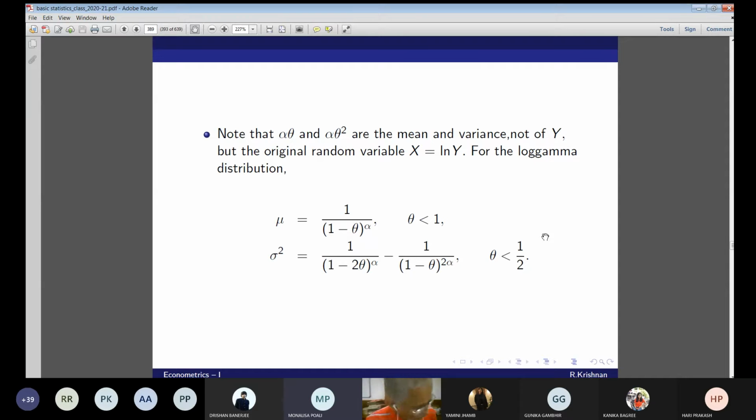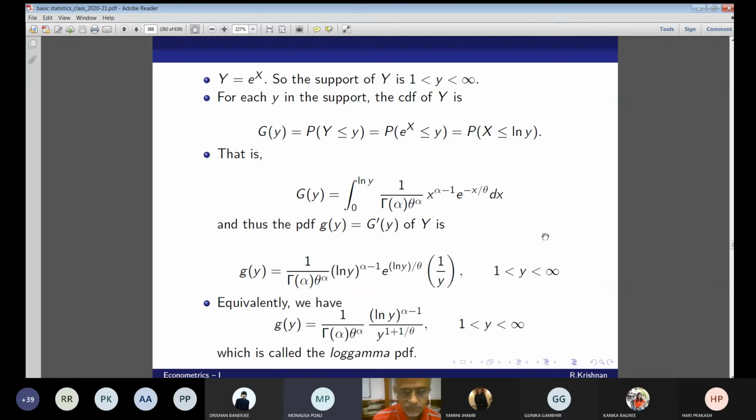Sir, I have a doubt in the previous slide. In the case of g(y), we are writing e to the power log y by theta. Shouldn't it be minus log y by theta? In the previous one, it's given e to the power minus x by theta. I think there could be a typo there.